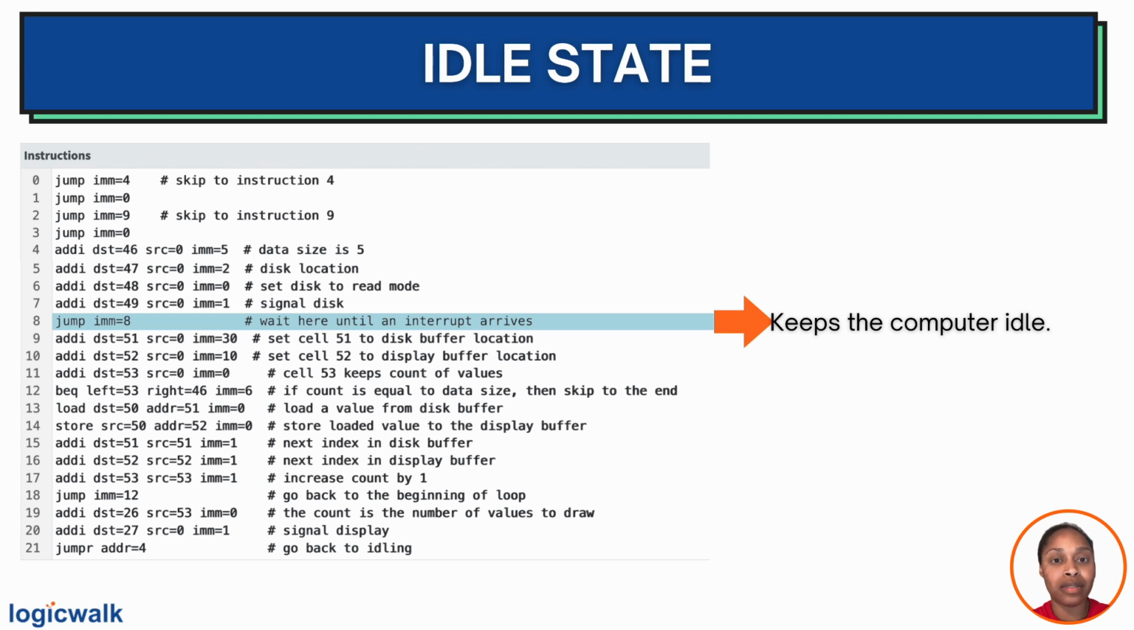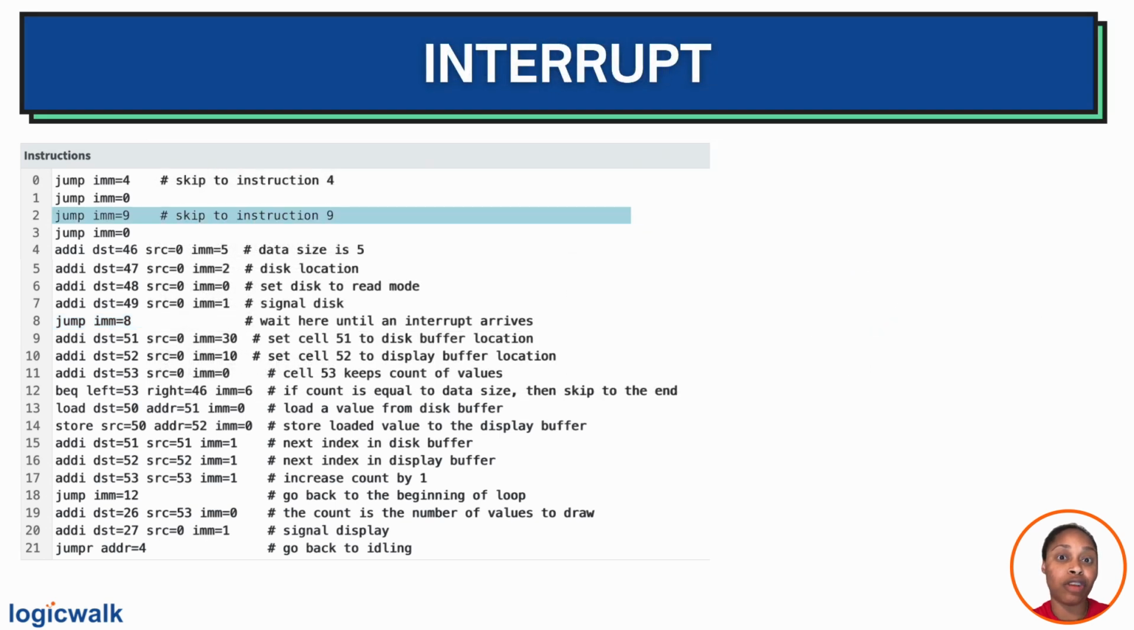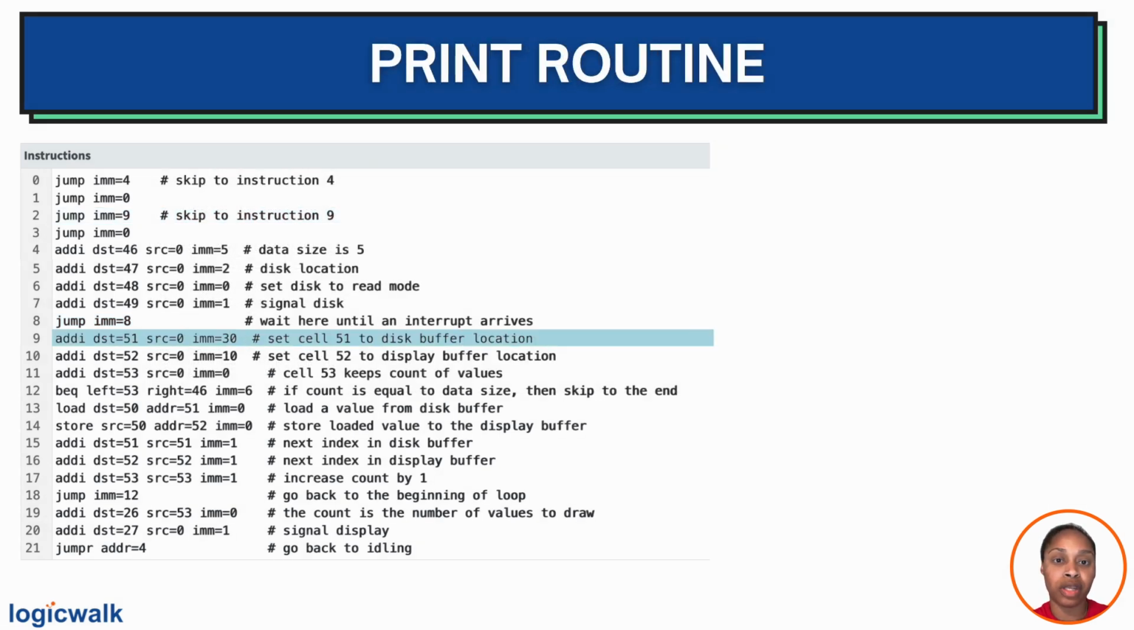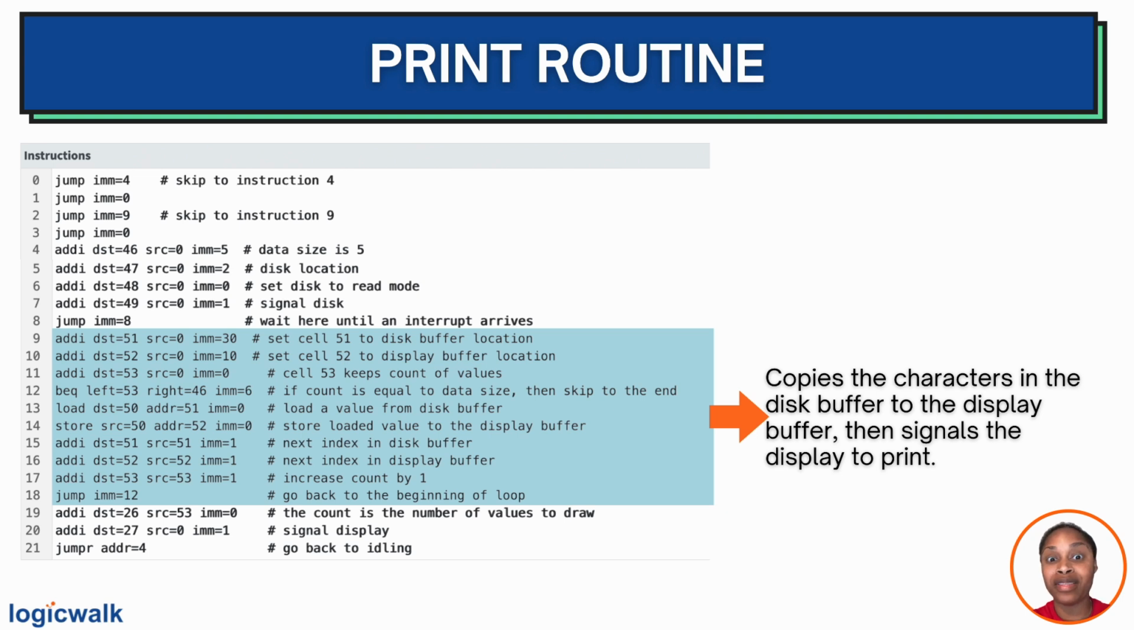When copying completes, disk A sets interrupt cell 1 to 1, causing the computer to execute instruction 2. Instruction 2 jumps past instructions 4 through 8 and continues at instruction 9. Now the computer has the data and will prepare to print it. In instructions 9 through 20, the computer copies the characters in the disk buffer to the display buffer and signals the display to start printing.